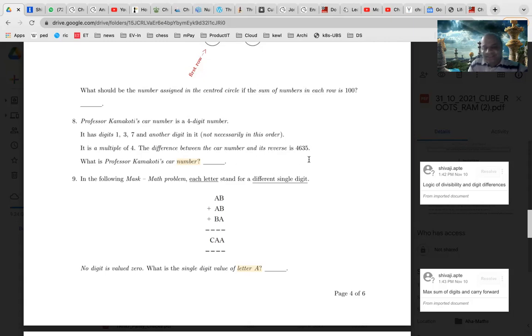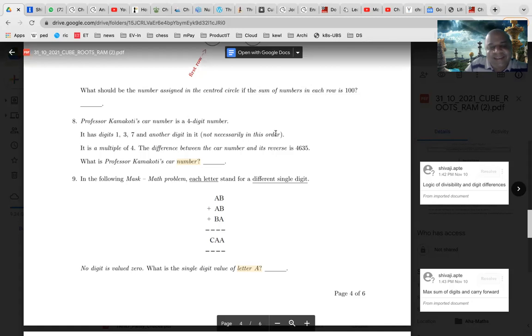So this is a tricky problem, but once you apply the logic of divisibility and digit differences, divisibility will give a clue. What they have told is that there is a 4-digit number, and it is a multiple of 4. Does this give you any clue? And they have said that 3 digits they have given, 1, 3 and 7, but they don't say in which order.